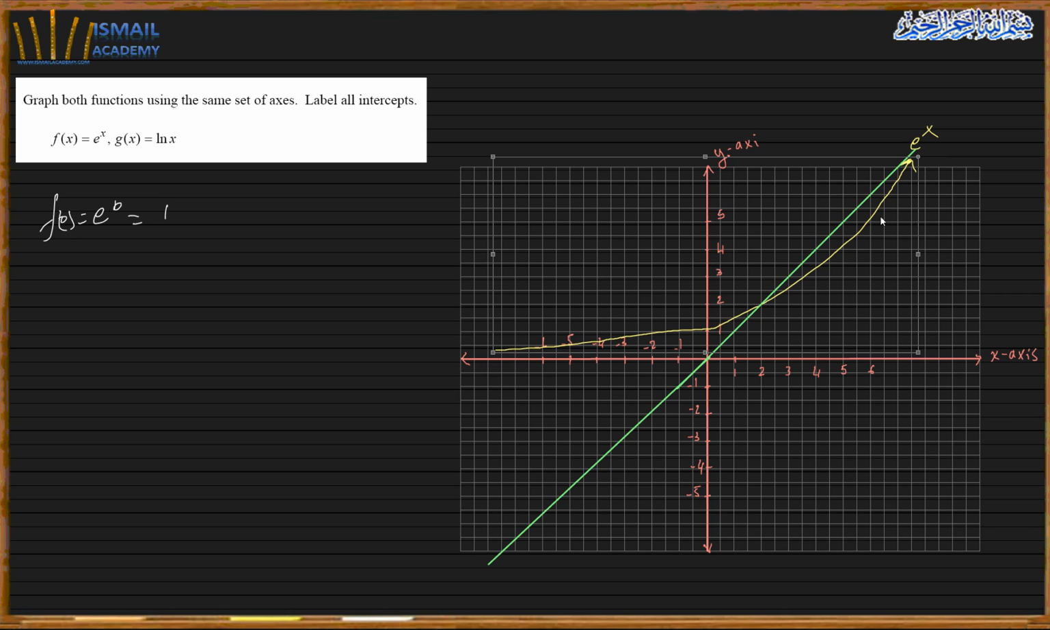So my e to the x should be this way. Let's go up like this, and by symmetry I draw my ln. My ln should again be this way, and it has the y-axis as its asymptote, which is a vertical asymptote.